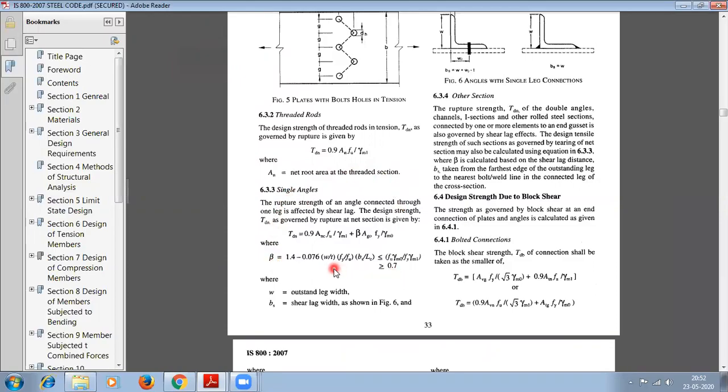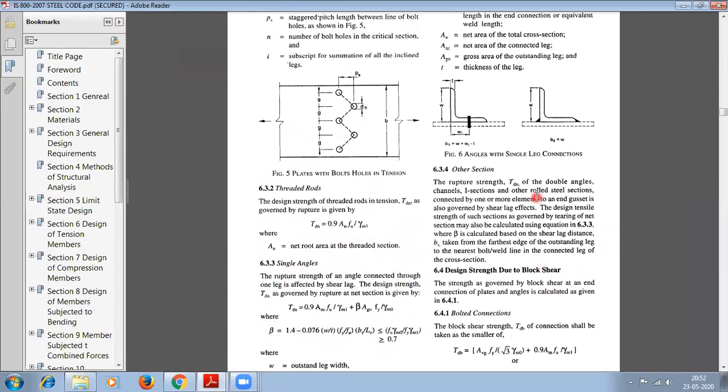To find out beta, we want W, BS and LC. I'll tell you what is LC. So here you see the figure now. Here it is BS and W. This is for welding, this is for bolting. Now we are welding it, so W is equal to BS.